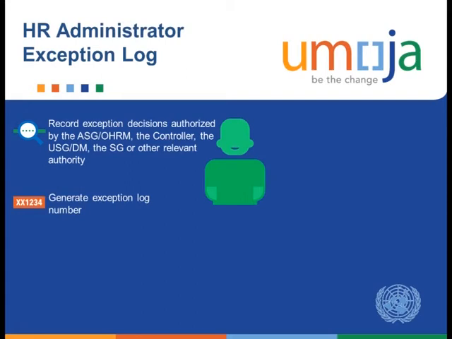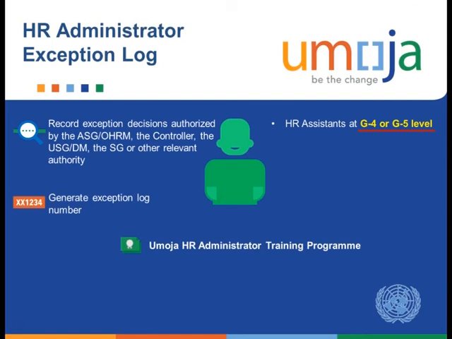This role is assigned to a few users, such as the HR assistants or administrative assistants at G4 or G5 level from the offices mentioned earlier only. Users assigned to this role will be required to successfully complete the Umoja HR Administrator Training Program.